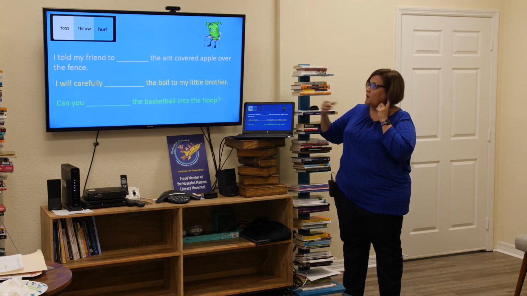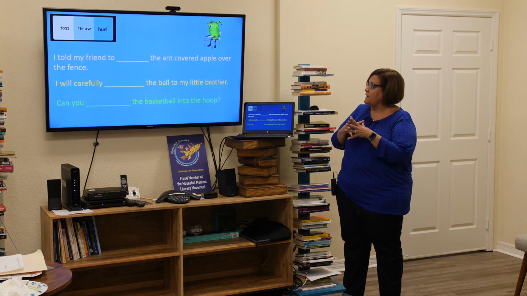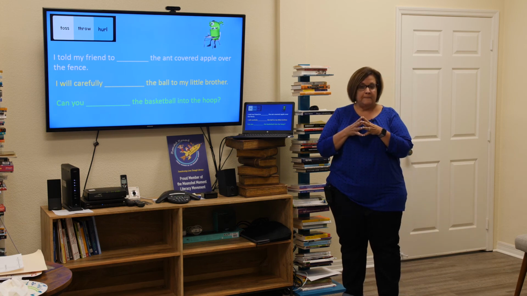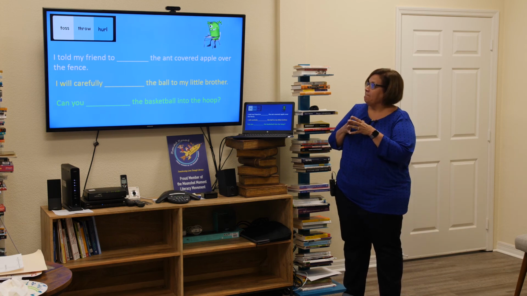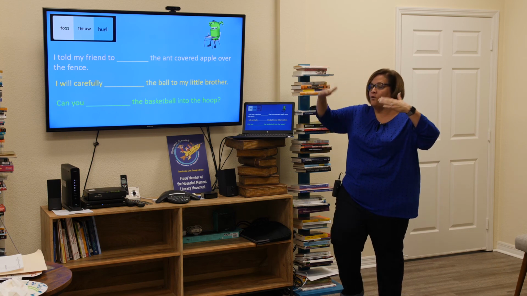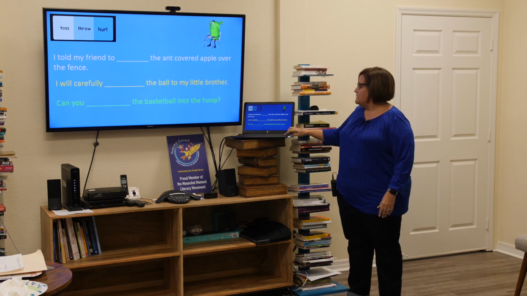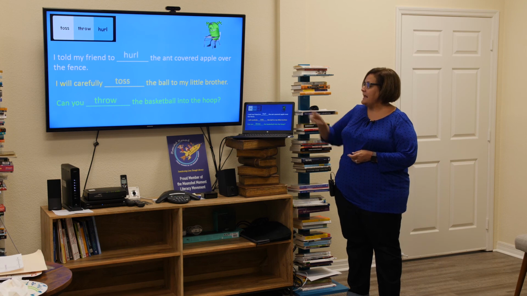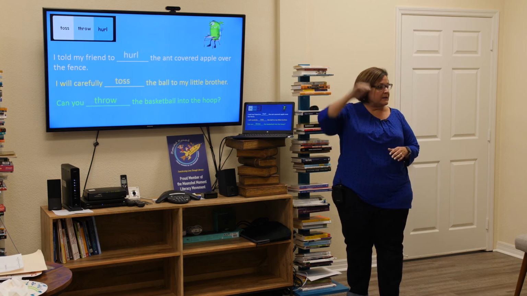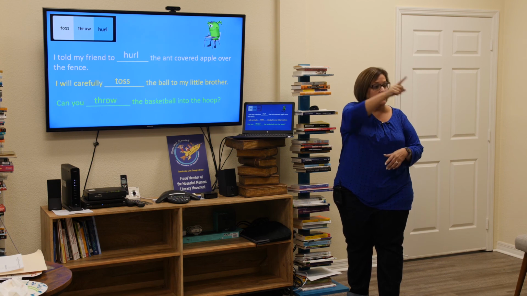And then the first one, we model a sentence. So I told my friend to blank the ant-covered apple over the fence. What would that be? Who says hurl? Okay, who says toss? So you could do a formative right there, but it's hurl because it's ants. Toss, throw. But there's your formative right there because you can have the kids go to A, B.